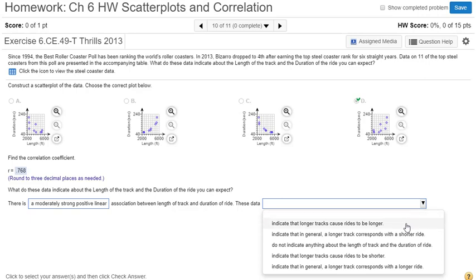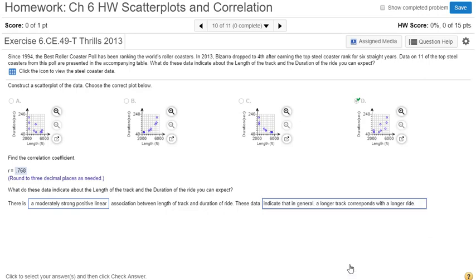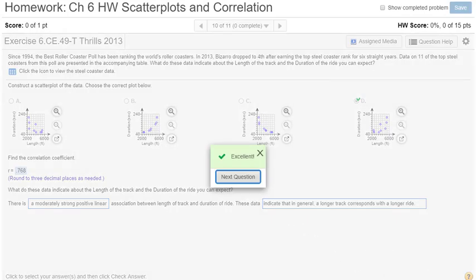So these data indicate, and you have to read all these, we want to be really careful with the word causes. We don't generally use those at all when we're doing correlation and regression. So you can eliminate anything that says causes. Indicated in general, the longer a track corresponds. Corresponds or associates with are the words that we generally use there. Okay, so I hope that helps.